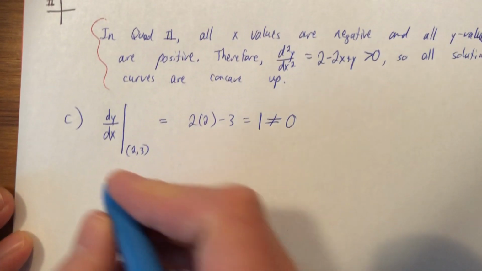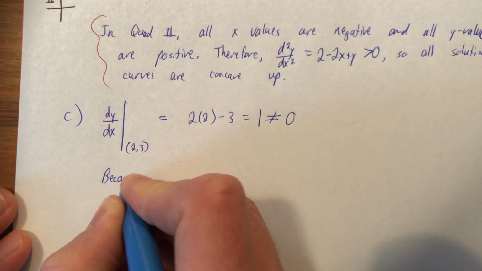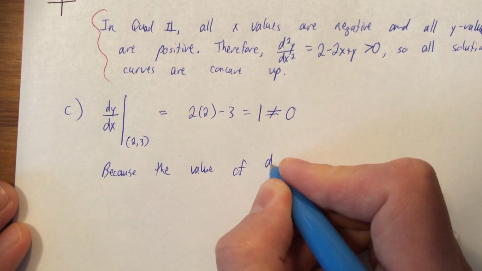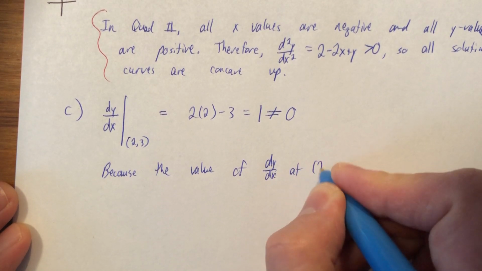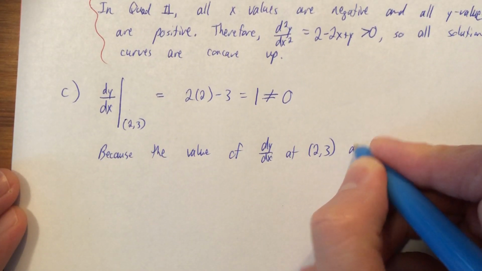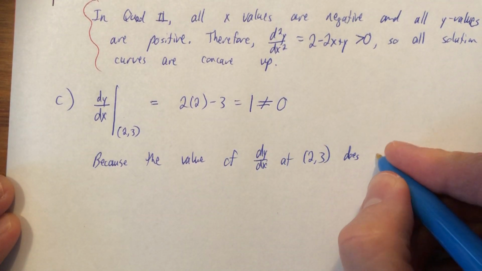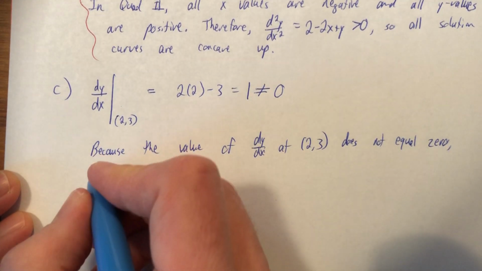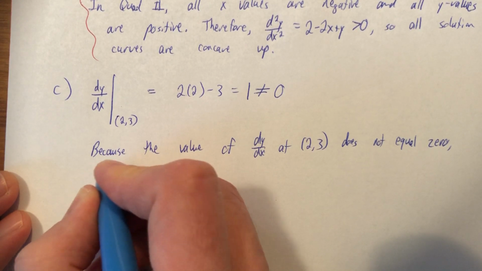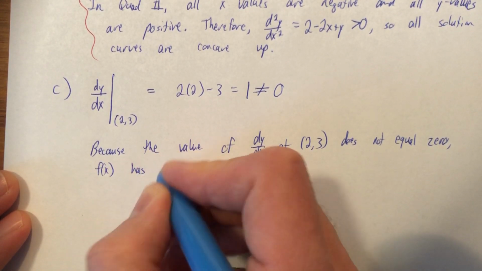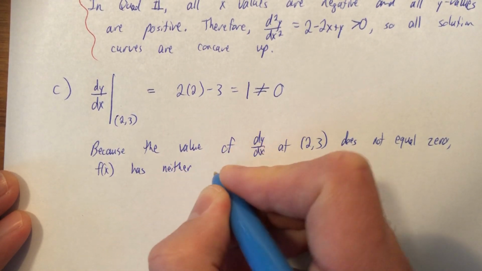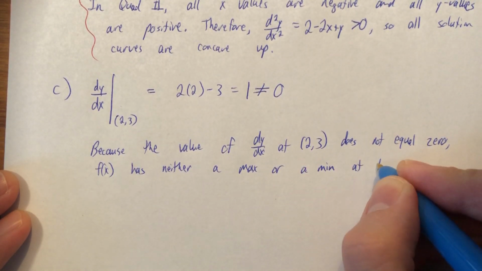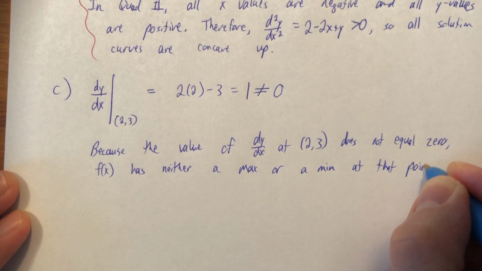Because this is not equal to 0, the value of the derivative at 2, 3 does not equal 0, and you can write it in mathematical notation if you want. f of x has neither a max or a min at that point. We're explaining our thinking in words.